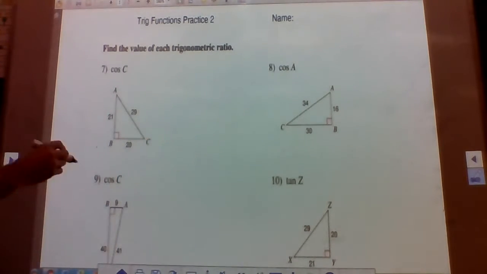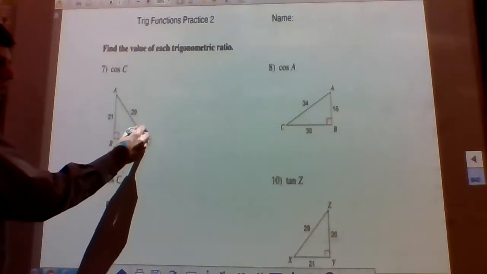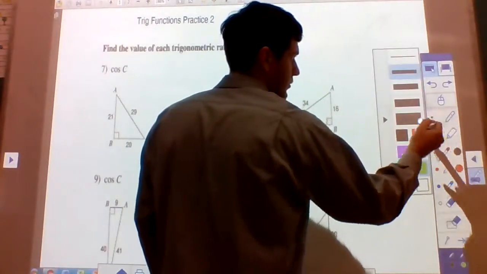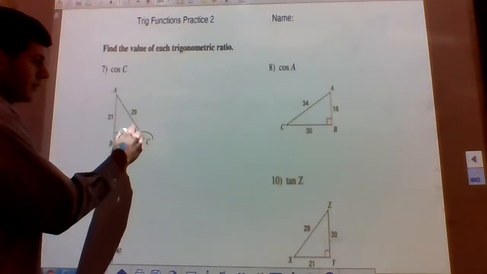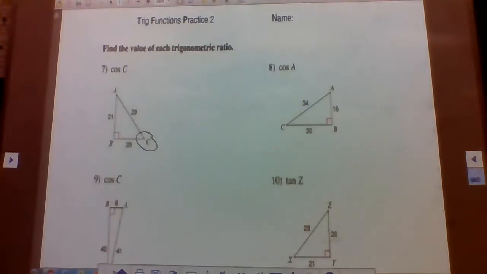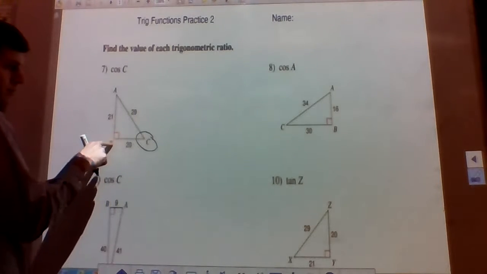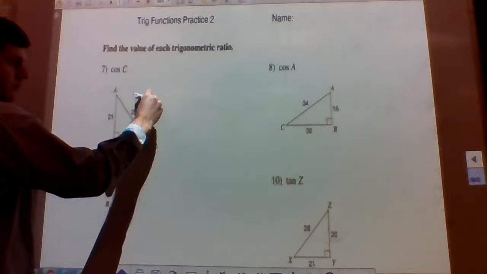And the first thing I want to do, so we're looking at angle C, is label my diagram, especially if I'm not really sure what I'm doing. I'm not very confident with what I'm doing. Okay, we're looking at angle C. So we have hypotenuse, opposite, and adjacent. So label the hypotenuse first. The hypotenuse is across from the right angle. So angle B is our right angle. So across from the right angle is the hypotenuse.